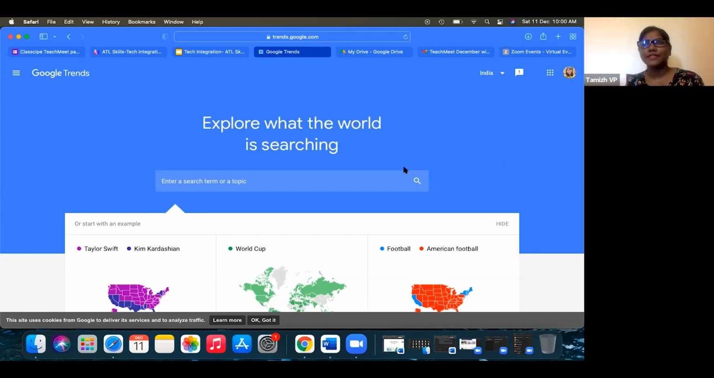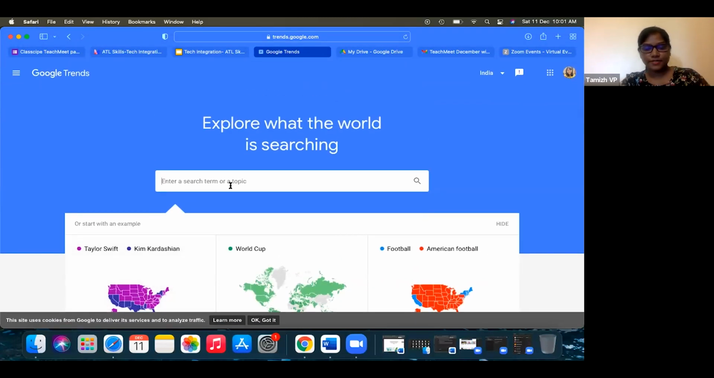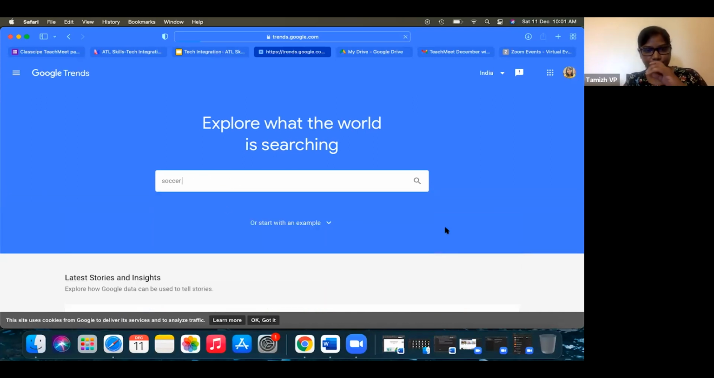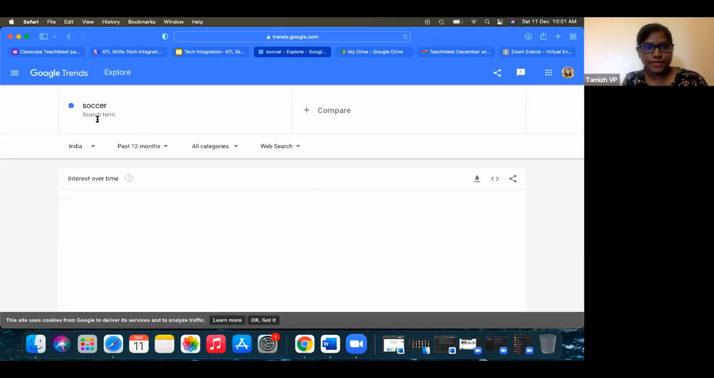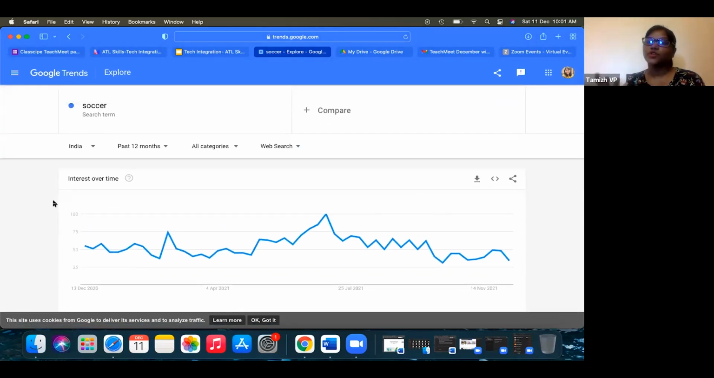And since it's a very, very advanced topic, especially for primary students, I find Google Trends a wonderful tool to help them understand and know how to analyze a trend. So for example, in Google Trends, you can search a certain topic. For example, let's say soccer. Once you start keying a word in, automatically you can see the trends for that particular term based on the Google search, because Google takes data only from the Google search.